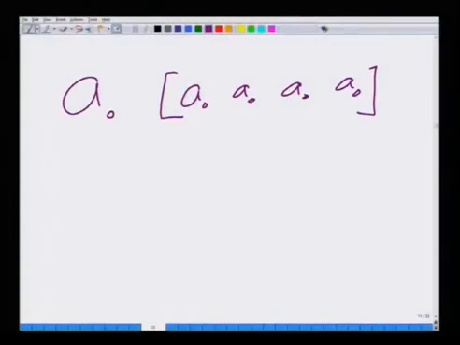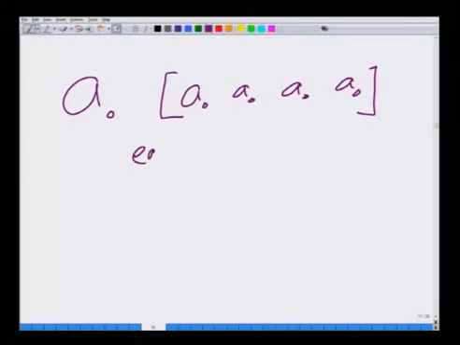Similarly, for A1, instead of transmitting A1, I am multiplying it with its code, which is 1 comma minus 1 comma minus 1 comma 1. So, I am transmitting A1, minus A1, minus A1, A1, which is again a sequence of 4 symbols. So, every symbol is being split into a sequence of 4 symbols.